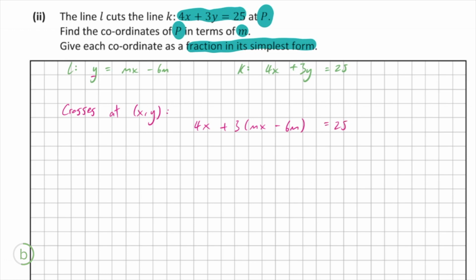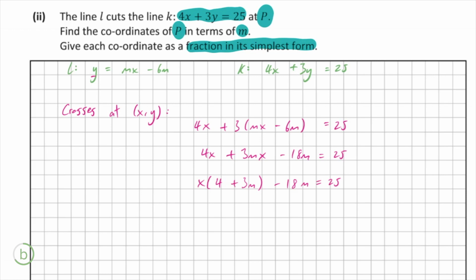So now we've got this equation. Once again, just subbing in mx minus 6m for the y coordinate in question, because we're allowed to do that, which is a handy trick to know. And we're basically just going to simplify what we have now and try and get x on one side. So we have 4x plus 3mx minus 18m is equal to 25. So we're going to factorize out x where we can. So here we have x basically isolated.